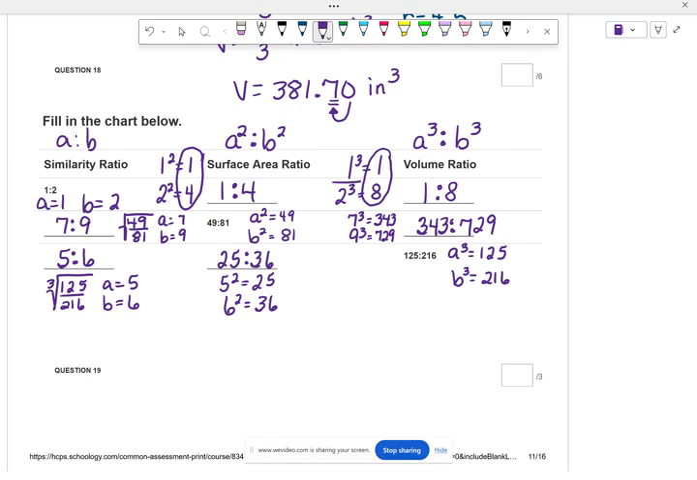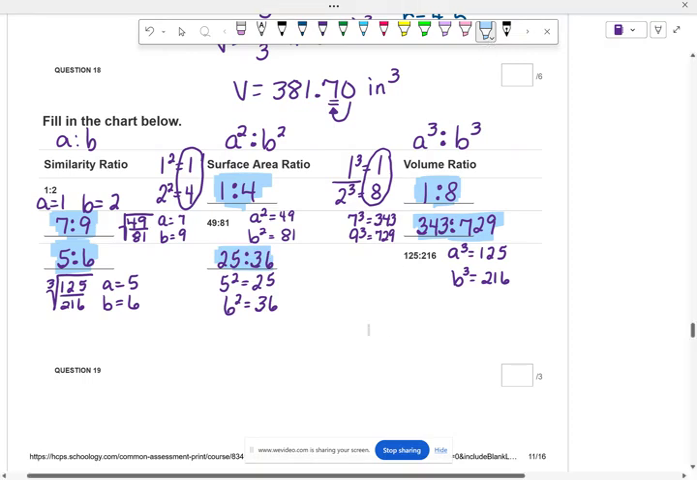All right, this is a great big mess everywhere. I'm going to go highlight the final answers in blue. For the first row, it would be 1 to 4 for area, 1 to 8 for volume. Second row, similarity ratio is 7 to 9. Volume ratio is 343 to 729. I lost my last row. I've got so much going on. Last row, similarity ratio would be 5 to 6. Area ratio would be 25 to 36.